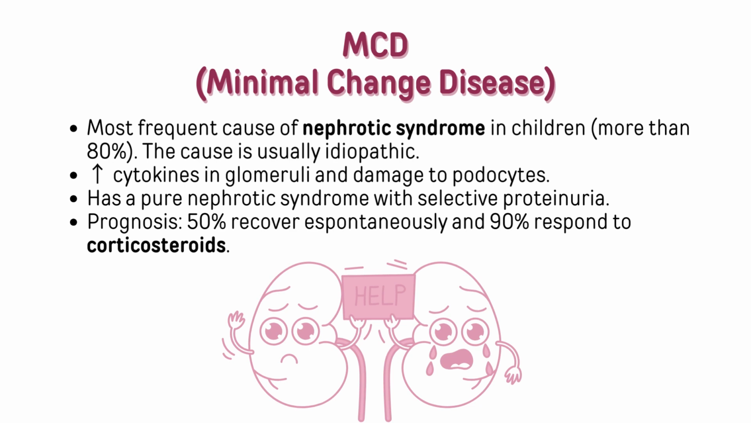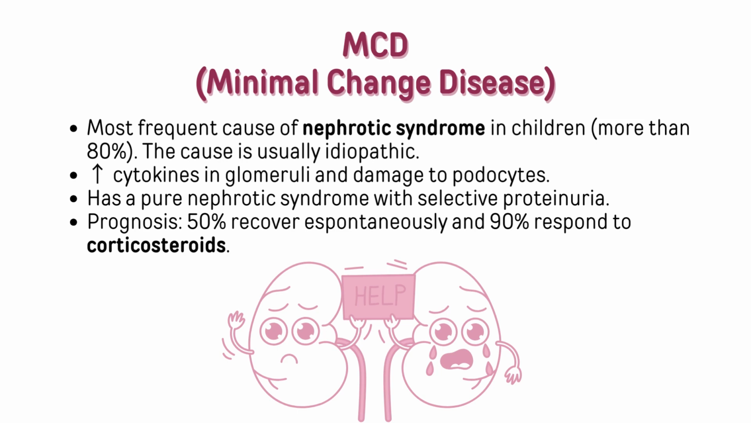The pathophysiology includes increased cytokines in glomeruli and damage to podocytes. It manifests as a pure nephrotic syndrome with selective proteinuria. The prognosis is usually good. 50% recover spontaneously and 90% respond to corticosteroids. Those who don't recover can progress to focal segmental glomerulosclerosis.